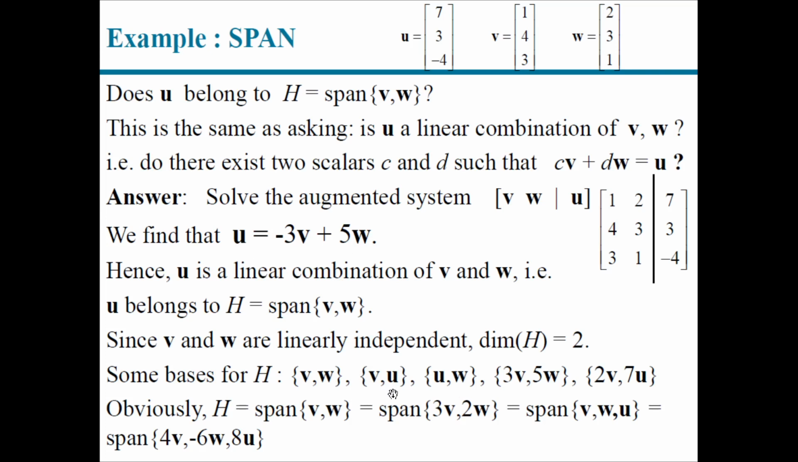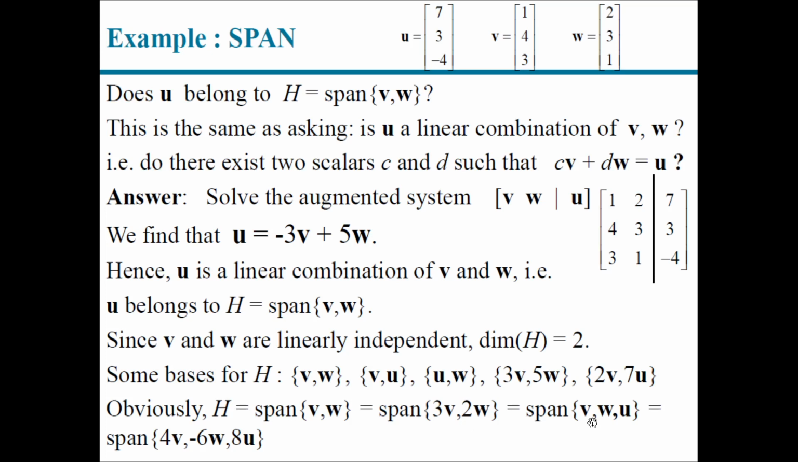v and u are linearly independent. And we already know the dimension of the span of v and w, named H, is 2. So as soon as I have two linearly independent vectors, they are a basis. These two are also independent, so they are a basis. By the way, you can multiply any vector in a basis by any number different from 0, and you will still have another basis. So you can have infinitely many bases, as you see, for any linear space. And obviously, H is the span of v and w, but also the span of 3v and 2w.